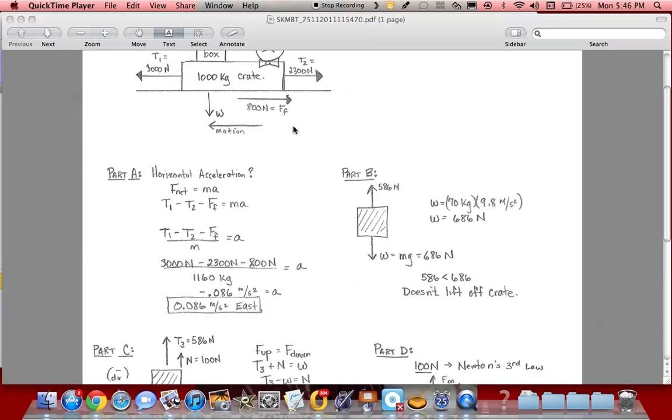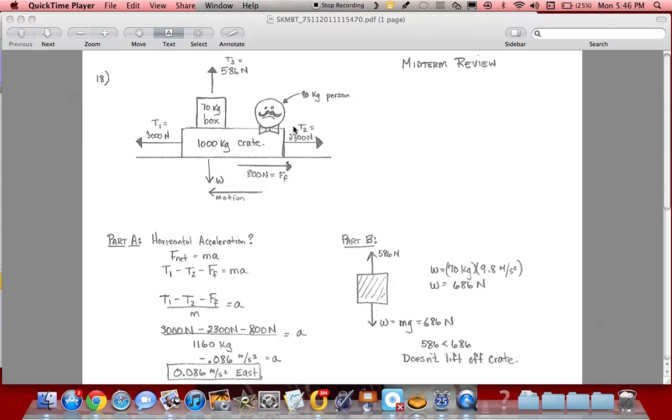Now in part B, the question is asking you, does the box lift off of the crate? In order to understand whether it lifts off or not, you have to understand the difference between balance and imbalance of forces. When you have more force in one direction than another, you'll have an imbalance and objects will accelerate and change what they're doing. So in order to lift that 70-kilogram box off of the crate, you have to apply more force up than what's applied down to it. The force that's pulling down on it is its own weight. The weight of this 70-kilogram box is what's pulling down on it.